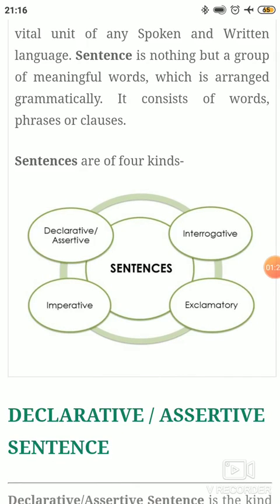Now, the given web diagram is about different kinds of sentences. So there are 4 kinds of sentences, children. First is declarative or assertive. One and the same thing, children. Something has been declared over here. Asserted, a fact has been expressed.